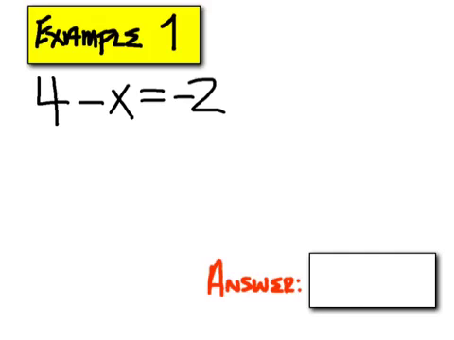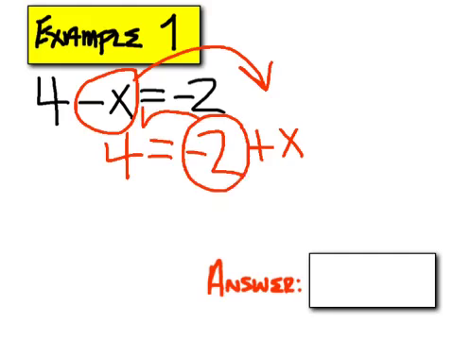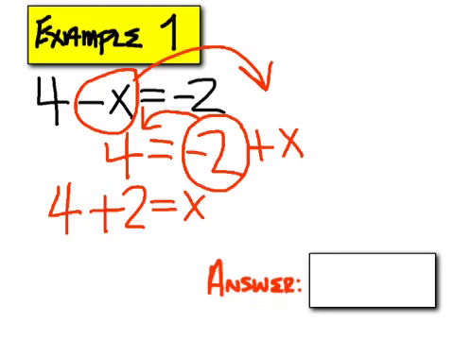Okay, for example 1, we have 3 steps when solving these equations. First thing we want to do is take our negative x. We want to move it to the opposite side to make it positive. On the left side, we are left with 4 is equal to negative 2 plus x. Next step, we want our positive x by itself on one side. So we want to move our negative 2 to the left side. When we move our negative 2 to the left side, what happens to it? Right, it changes into a positive 2. So our answer for this will be 4 plus 2, which is just 6.